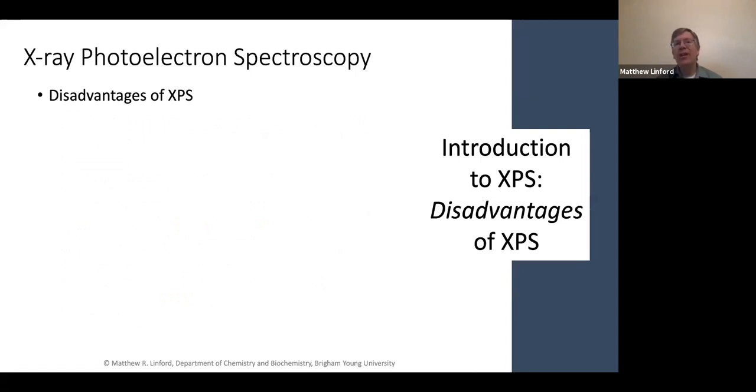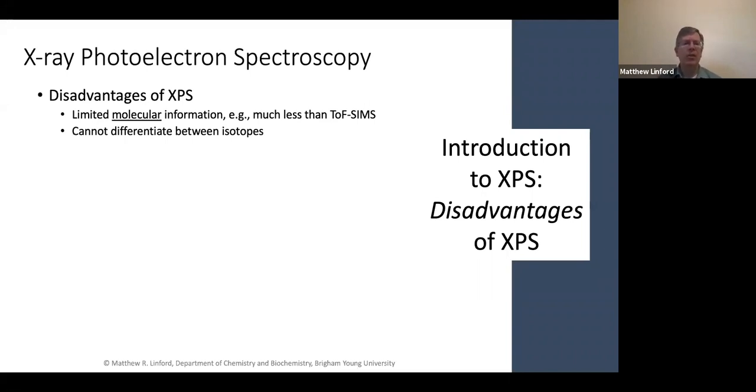Well, before going any further, I think it's also fair to say that XPS has some disadvantages, and these ought to be acknowledged as well. There's limited molecular information in XPS. You get the elemental composition, you get the oxidation states, that chemical speciation. But in terms of molecular information, what type of molecular fragment do I have on the surface? That's really hard to get with XPS. And a technique like time-of-flight SIMS usually gives a lot more molecular information. In fact, there's a reason why XPS and time-of-flight SIMS are often used hand-in-hand in many experiments.